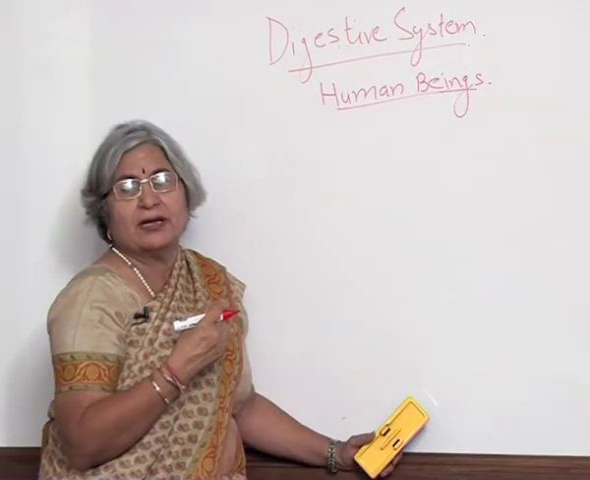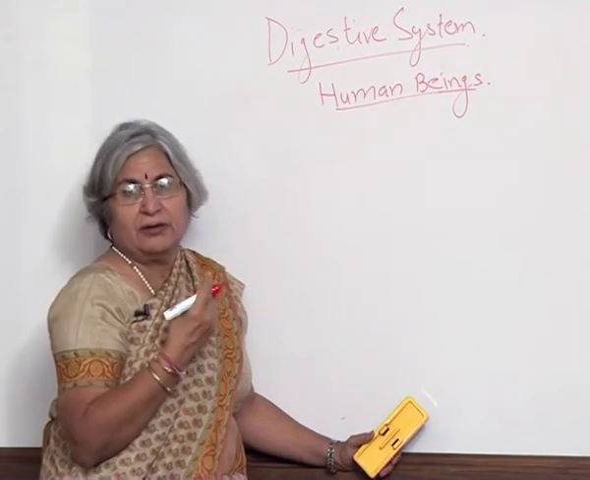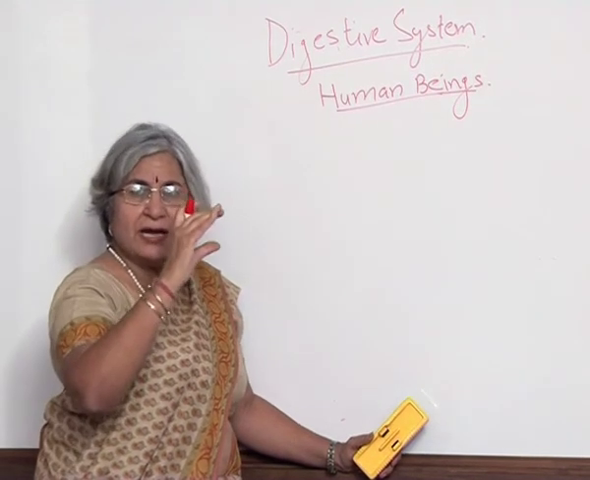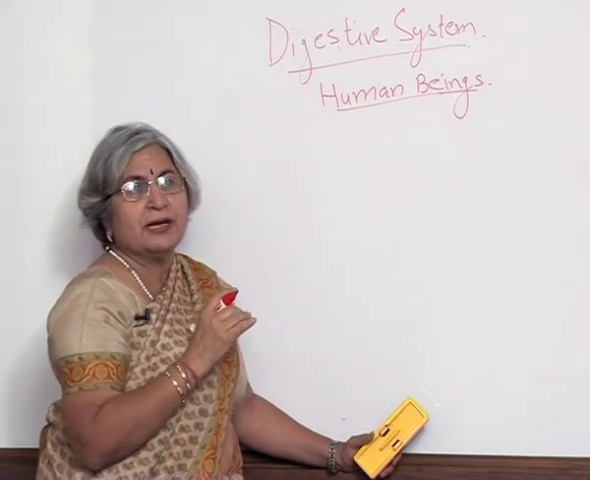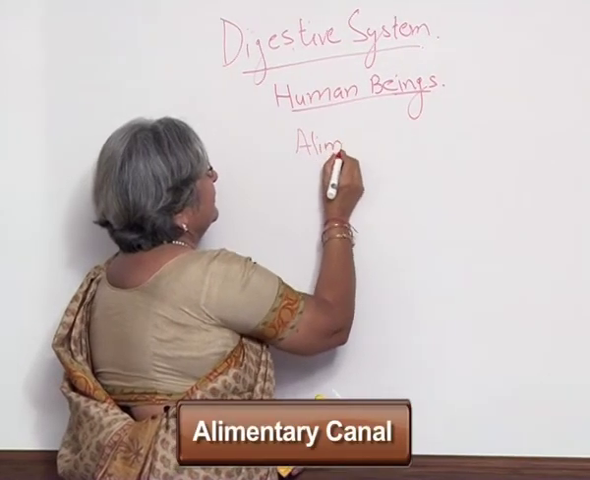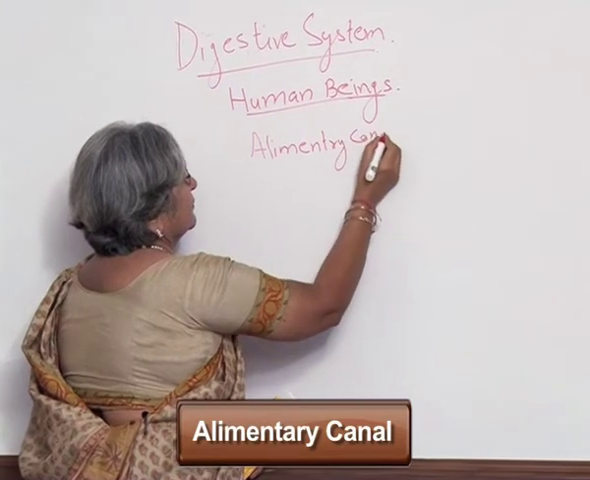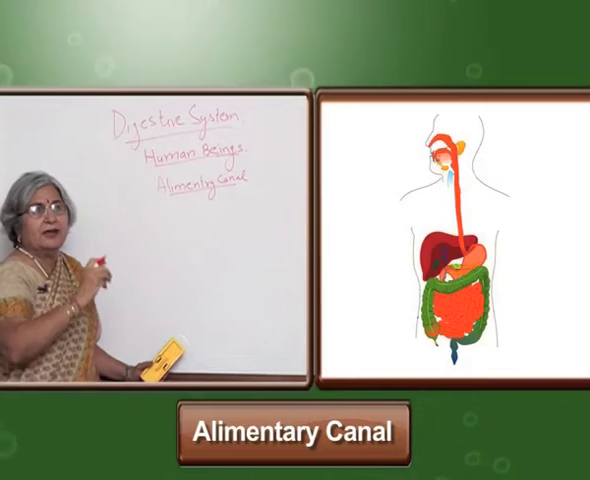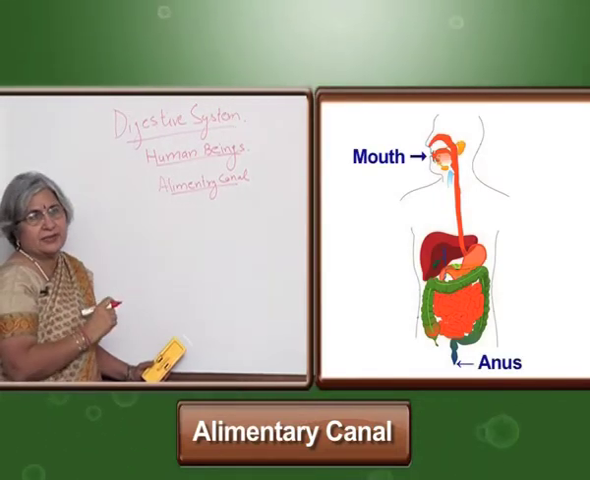So, there are many organs which are involved in the digestion, or you can say they comprise the digestive system. All the organs are in the form of a continuous tube which is called alimentary canal. So, what is an alimentary canal? A tube like structure starting from mouth to anus.